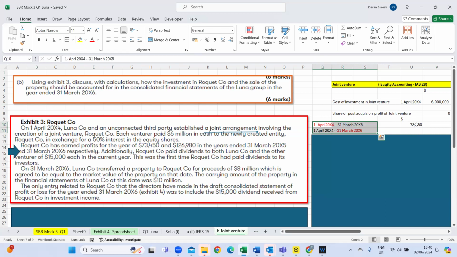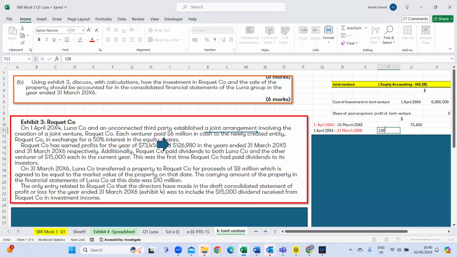I've invested. I know the first year they made this much, but for the second year, even though they made a profit of 126,980, right? We were told from this money they paid dividend, right? So they paid dividend to both Luna Company and the other venture. There's only two ventures here. Each of them took 15,000 dividend, right?